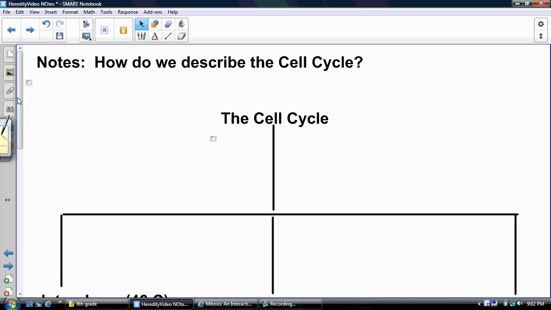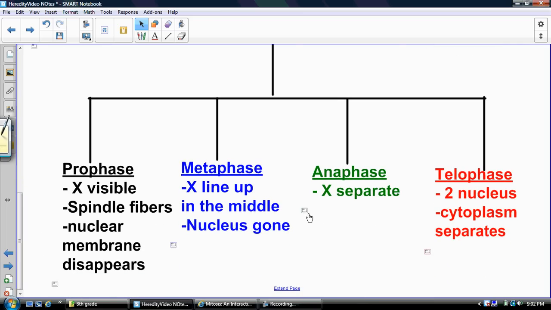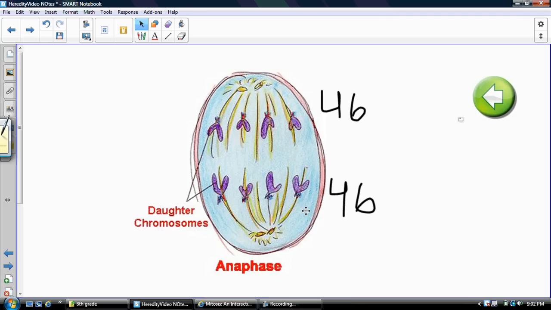Okay, the next phase of mitosis is anaphase. Basically you have the chromosome pairs separating. So remember there were 46 pairs of 92 chromosomes. So when they separate in half, 46 chromosomes are on this side of the cell, 46 chromosomes are on the opposite side. Those spindle fibers are what pull the 46 chromosomes to each side. So that's what happens in anaphase.